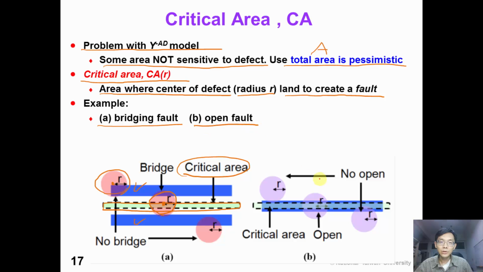Similarly, figure B shows the case for an open fault. Consider one single metal wire, shown in the blue rectangle. The dashed rectangle here in the middle represents the critical area for the open fault. If a defect center is landed inside of the critical area, we can create an open fault. However, if the defect center is outside of the box, then there is no open fault.